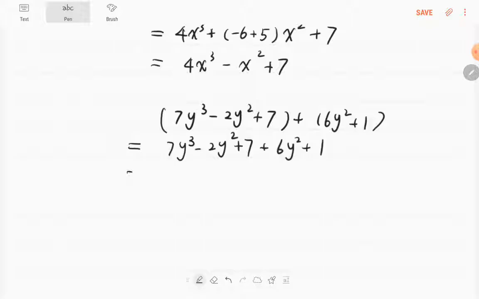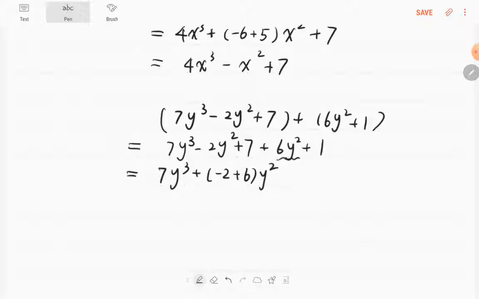Okay. Next step, we should check the terms from left to right. Let's see. The first one, the degree of y is 3. Then we check if we have the like term. We do not have the like term, just copy down this one. The next term is y squared term. We find we have the like term for this one. So we could combine these two terms by add up their coefficient, -2 plus 6.